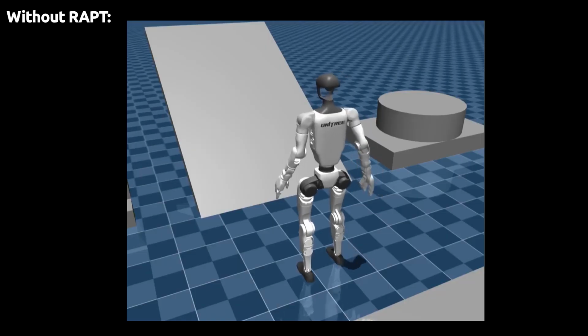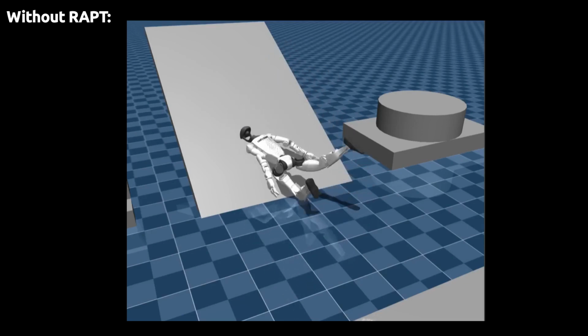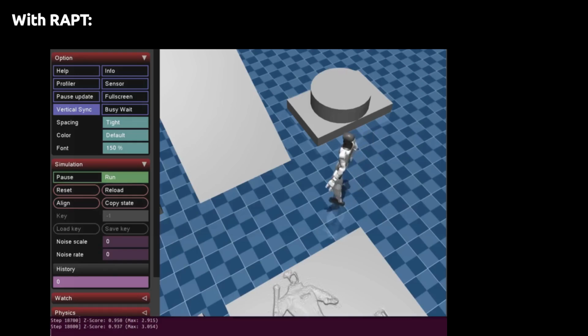In this example, a blind policy encounters an unmodeled slope. Without RAPT, the robot rapidly destabilizes. With RAPT enabled, the anomaly is detected early and triggers a safe recovery behavior, walking backwards to avoid further failure.